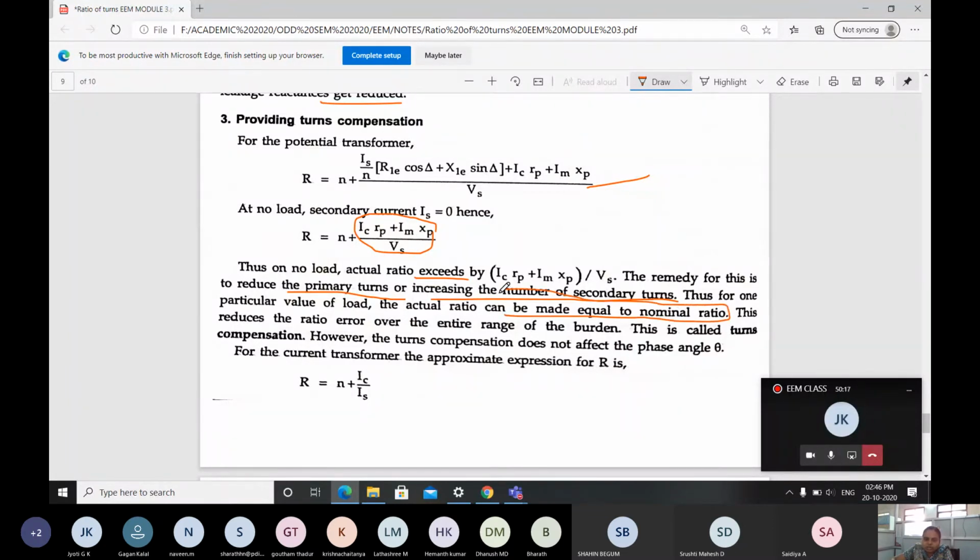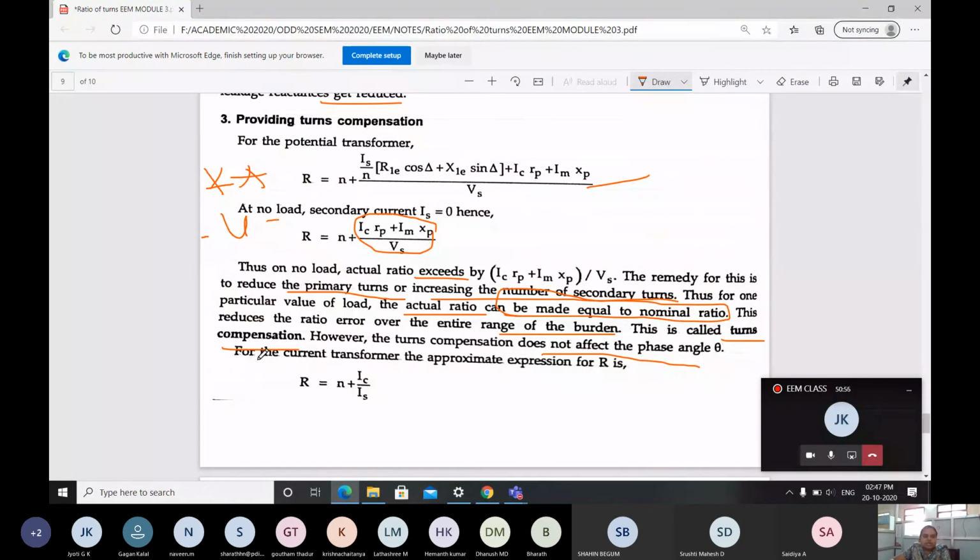For one certain load that you apply, based on that load, we can make our actual ratio equal to the nominal ratio. This reduces the ratio errors over the entire range of the burden when we do this. And this is called the turns compensation. This is very important. Separately it will be asking for 4 marks. However, the turns compensation does not affect the phase angle. That's the main thing.